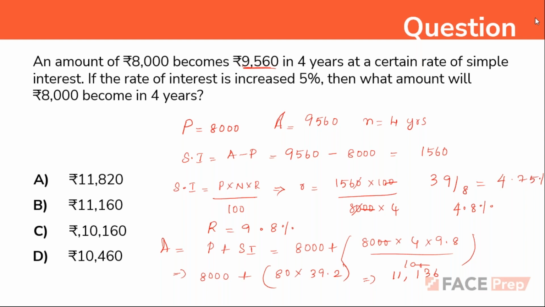Now, if you look into the options, we don't have 11,136. The approximate value we have is 11,160. Why it is 11,160 is, here actually I got the rate of interest as 4.75%, which I have rounded off to 4.8%, right? That is the reason there is an addition in this amount. So 11,136 approximately will be equal to 11,160. Hence my answer is option B, that is 11,160.